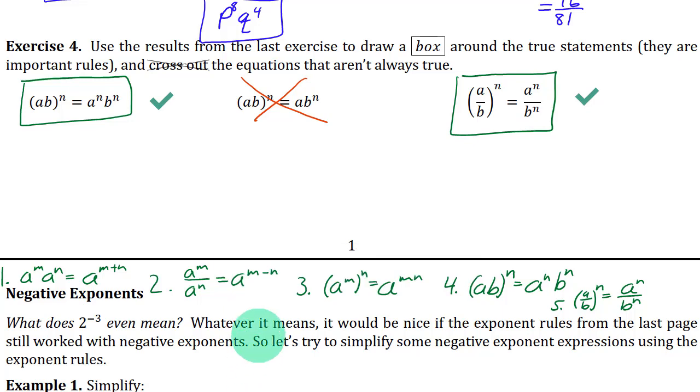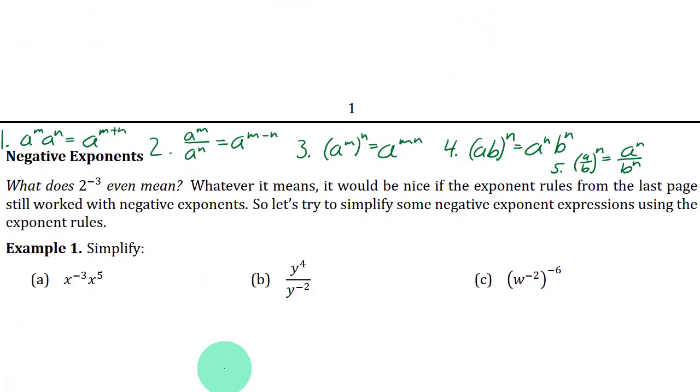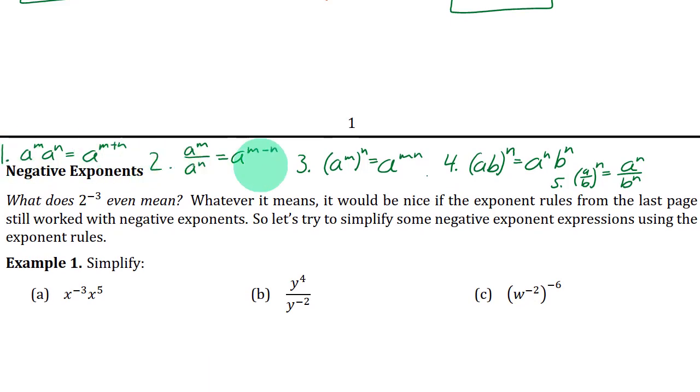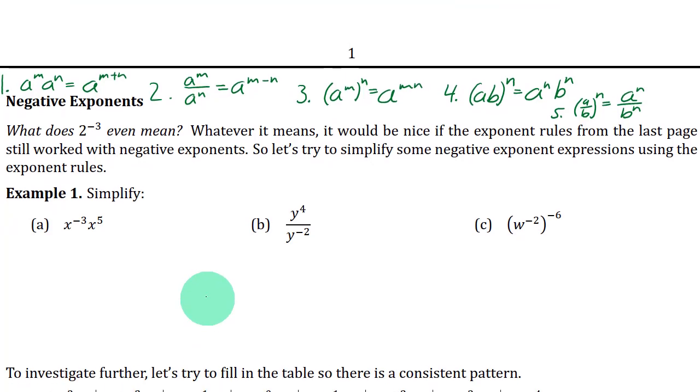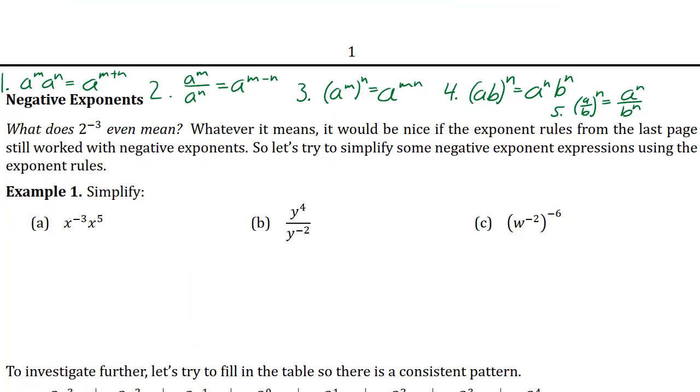All right, let's look at negative exponents now. And I just wrote these exponent rules from the previous page here for easy reference because we're going to be using them here. So what we want to think about is what does something like 2 to the negative 3 even mean? It doesn't really make sense as repeated multiplication. Like, how can you multiply 2 times 2 times 2 with negative 3 copies of 2?